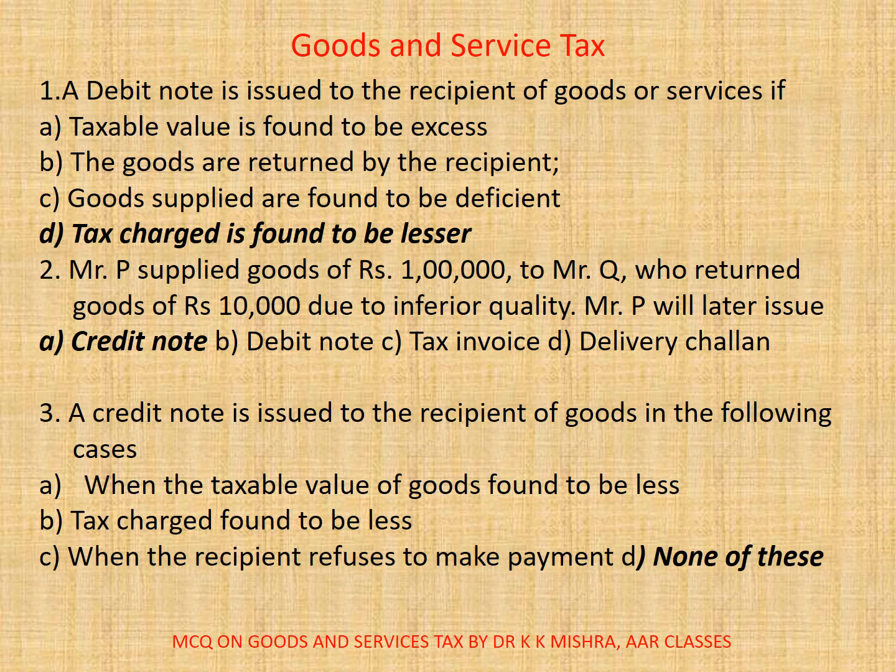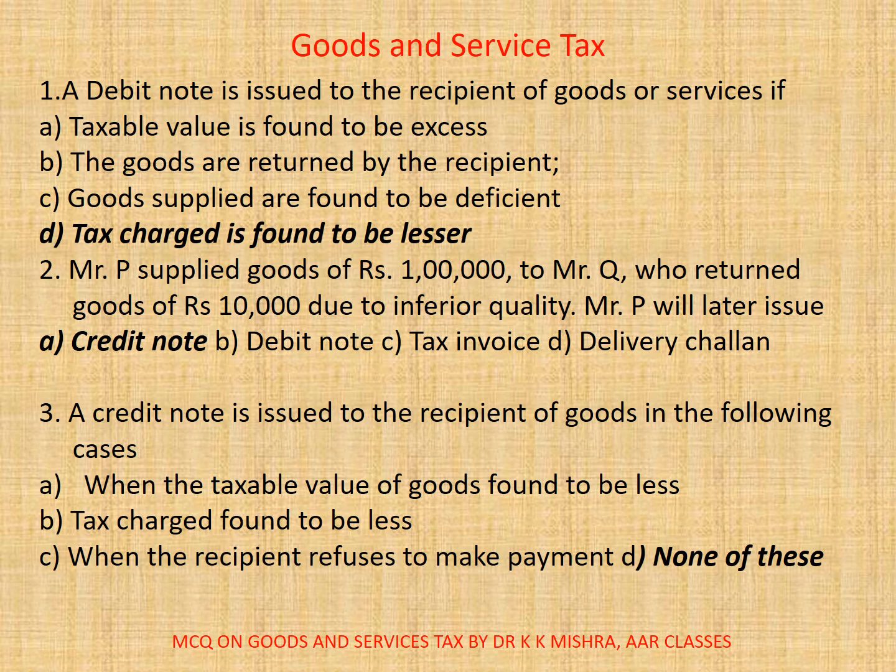Question number 1. A debit note is issued to the recipient of goods or services if, options are: A. Taxable value is found to be excess, B. The goods are returned by the recipient, C. Goods supplied are found to be deficient, D. Tax charged is found to be lesser. The correct option is D. Tax charged is found to be lesser.